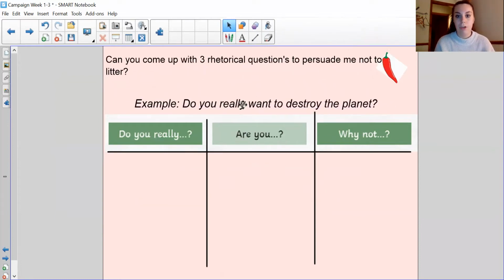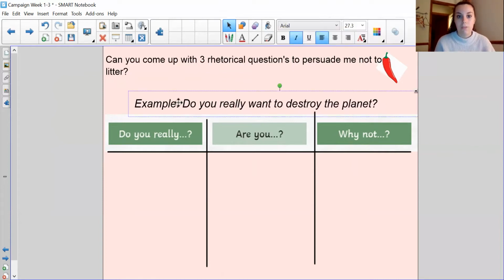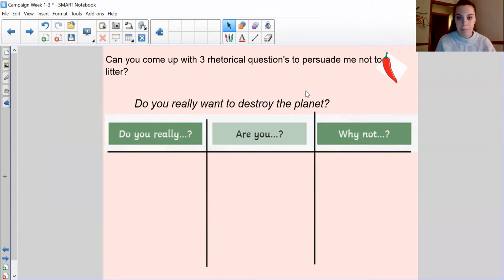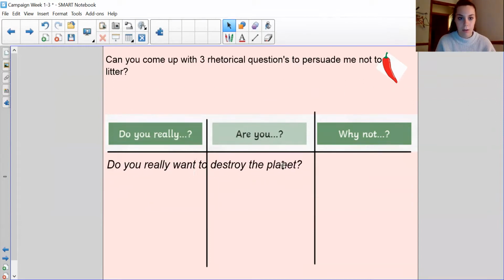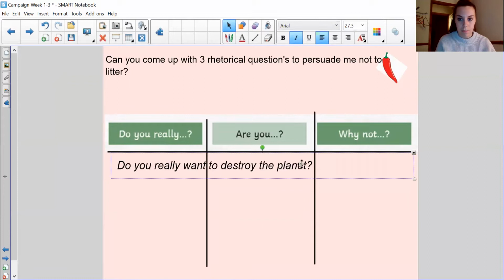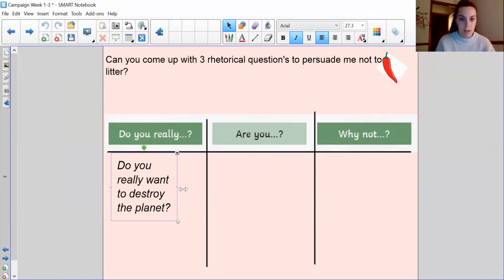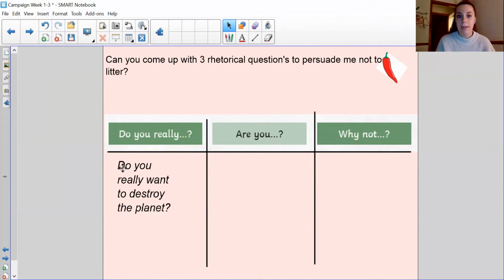So my example, do you really want to destroy the planet? So that's a do you really starter. So I'm going to pop that into my do you really column. Make it a little bit smaller. There we go. Do you really want to destroy the planet? Then I can have a think of my next one.